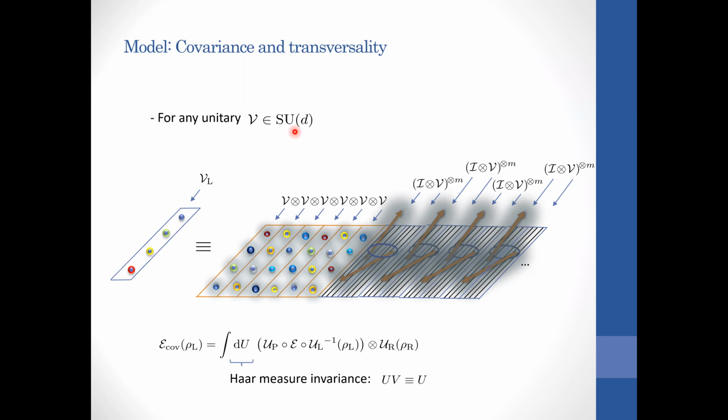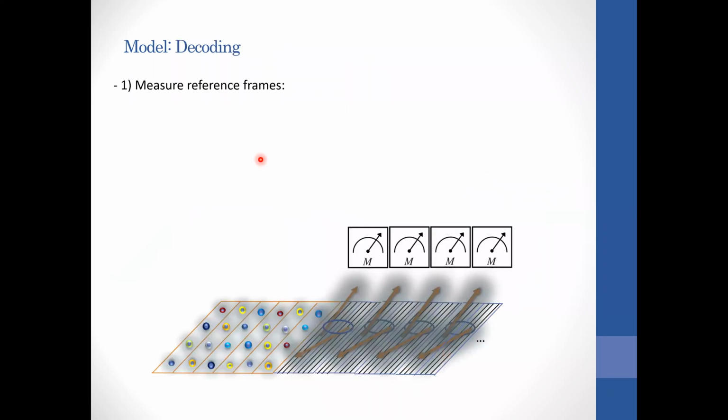Okay. And this is now naturally covariant, has this nice covariant property that I was mentioning before, since for any unitary belonging to SU(d), if we apply it at the logical level, then this is equal to applying it locally at the physical level, or on the physical qubits and also the reference frame qubits, right? So it has this nice symmetry property that I mentioned earlier, and this follows from the invariance property of the Haar measure. Okay, so what about the decoding?